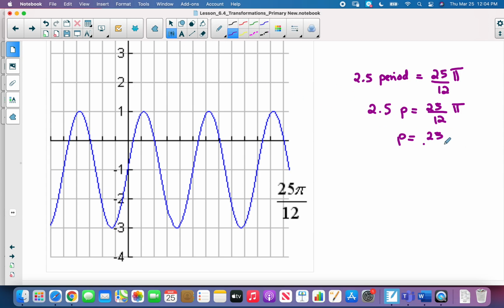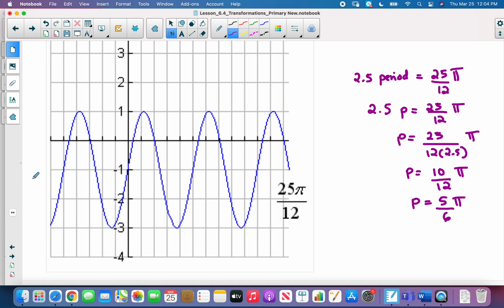25 divided by 12 times 2.5 pi. And so that works out to, in lowest terms, 10 over 12 pi. Or even further lowering it to lowest terms, 5 2s are 10, 6 2s are 12, 5 over 6 pi. So that's the period.